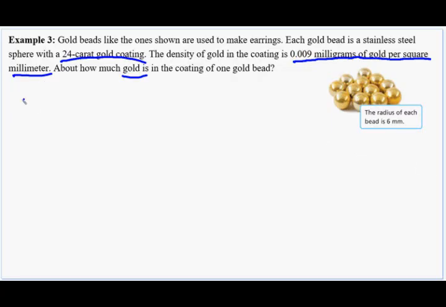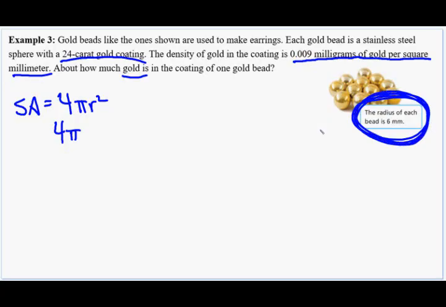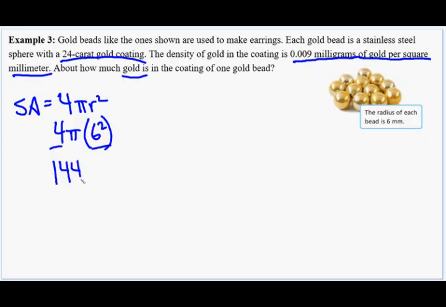So our formula, surface area, is 4 pi r squared. So 4 is just 4, pi is just pi. Our radius is over here in the picture. Each bead, the radius is 6 millimeters. So this will be 6 squared. So let's see, 6 squared is 36. 36 times 4 is 144. So we have 144 pi. Our units there would be millimeters squared. And that is for one bead.